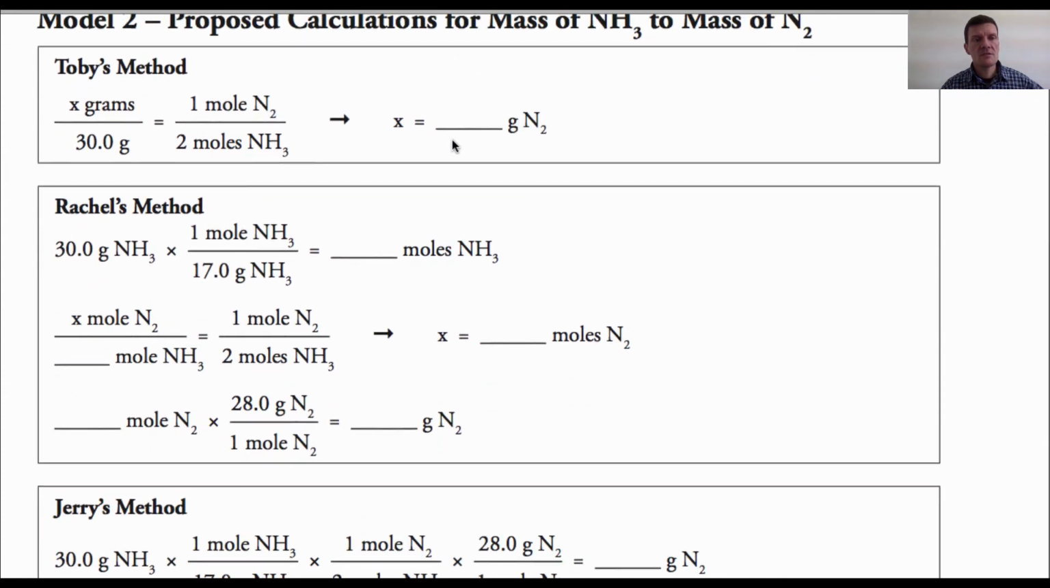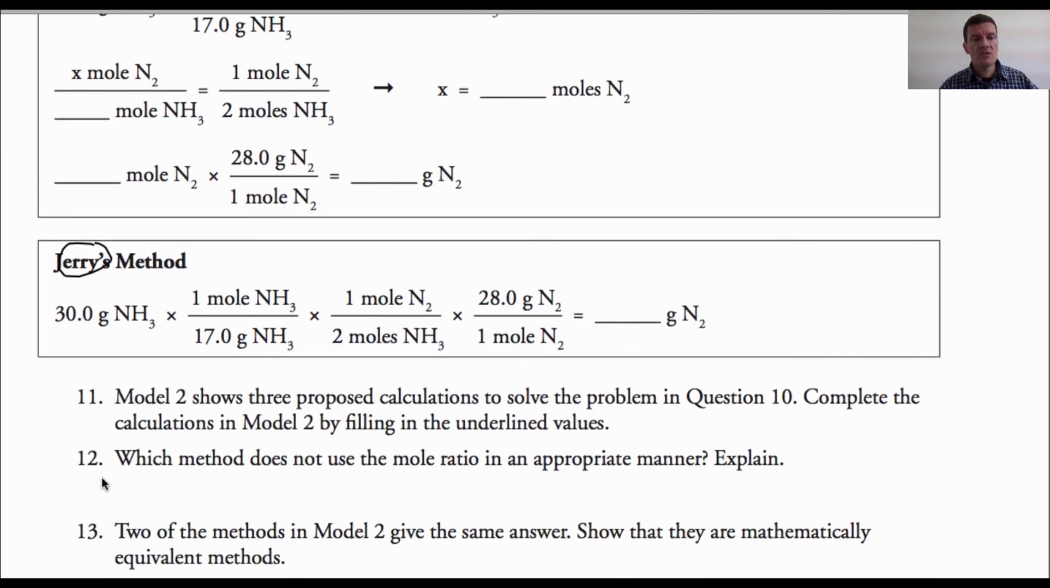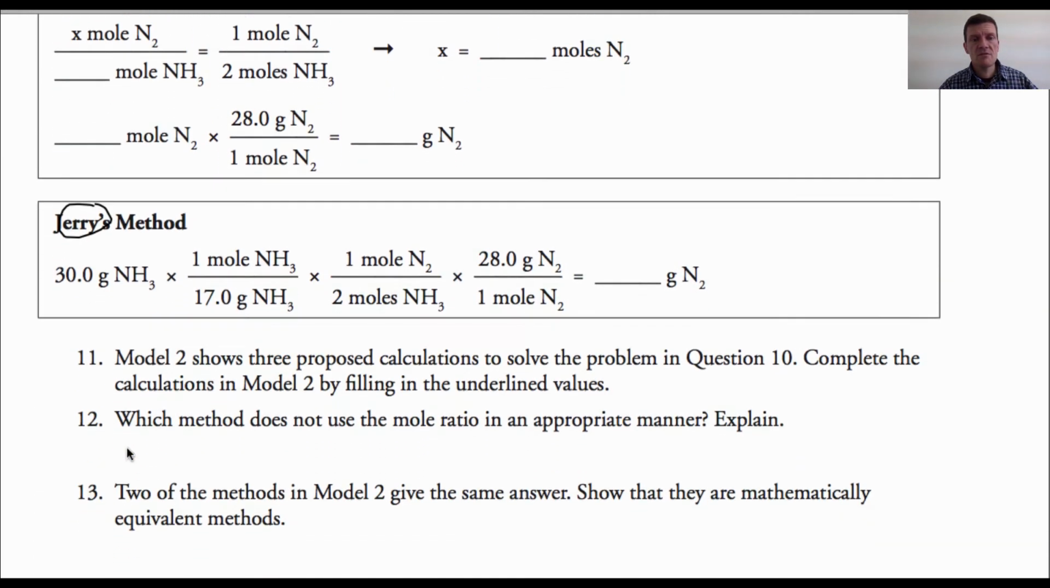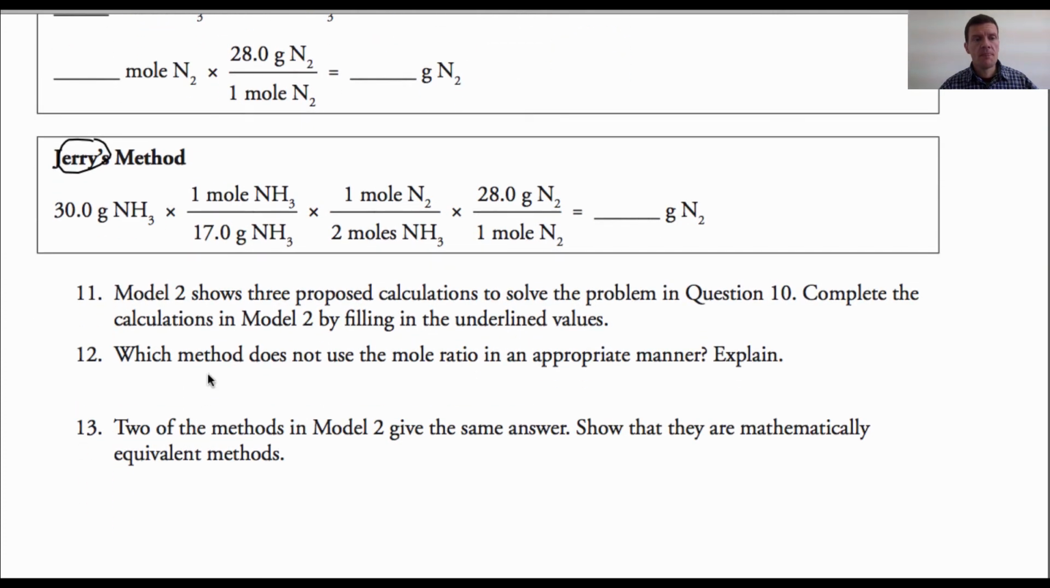So let's look at Model 2. Model 2 has proposed calculations for the mass of ammonia and the mass of nitrogen. So let's look at three people's methods, and then we're going to kind of critique them and see if we can maybe come up with a method of our own. Three proposed calculations to solve the problem in question 10. We'll look at that. Complete the calculations in Model 2 by filling in the underlined values.